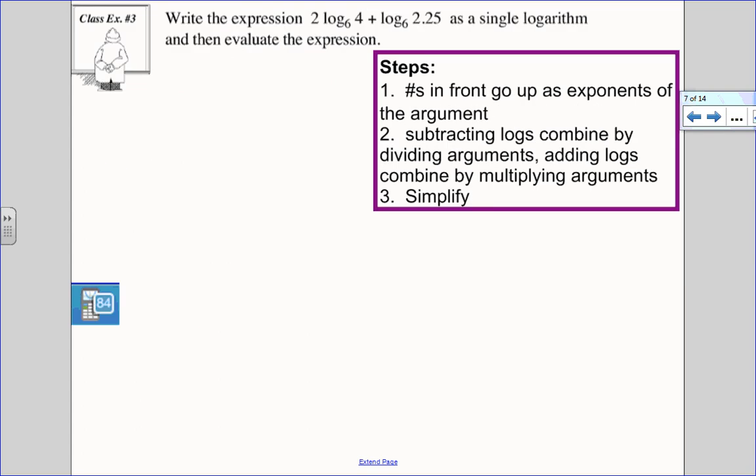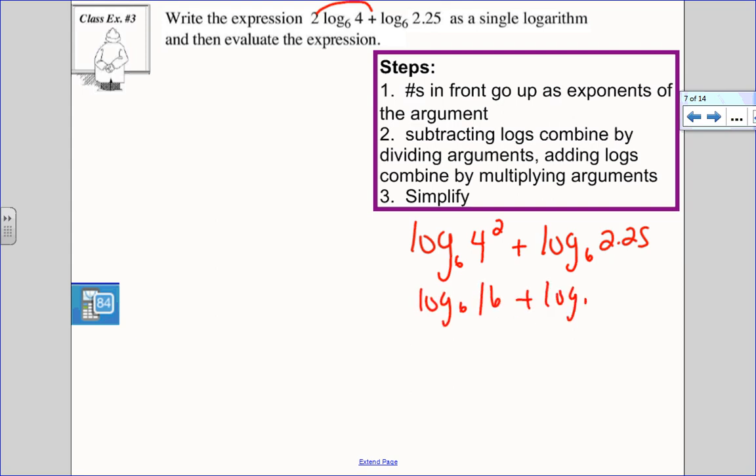Okay, for this one here, we want to write it as a single log, and then we're going to evaluate it. So again, numbers in front come up. So I have log base 6 of 4 squared plus log base 6 of 2.25. So I'll just write 4 squared, which is 16. So I have log base 6 of 16 plus log base 6 of 2.25. Now I have adding logs can be combined by multiplying. So that would be 16 times 2.25, which is 36.